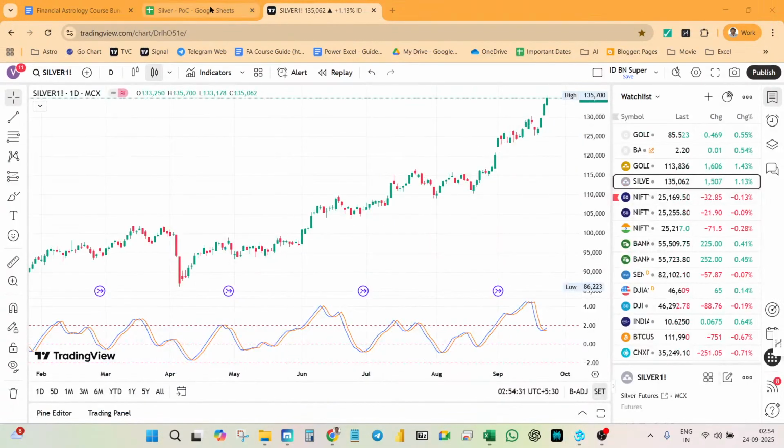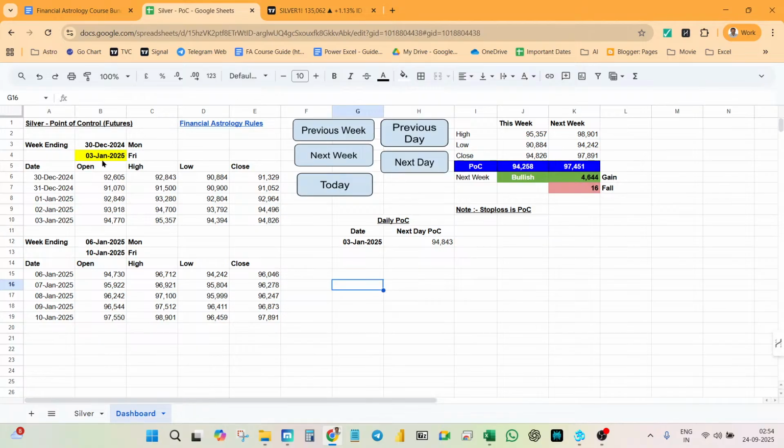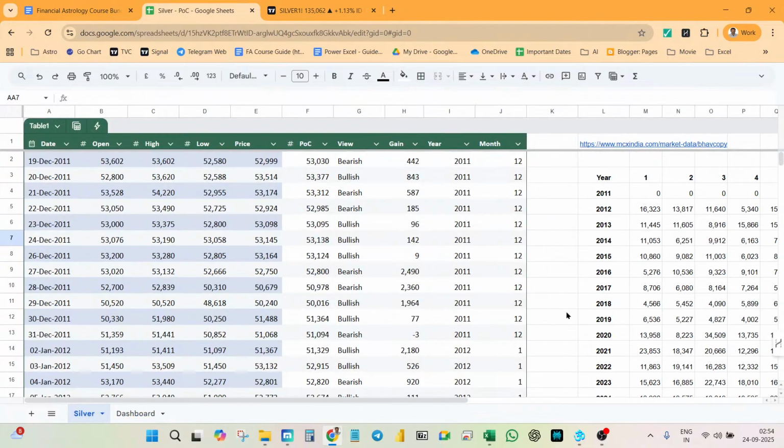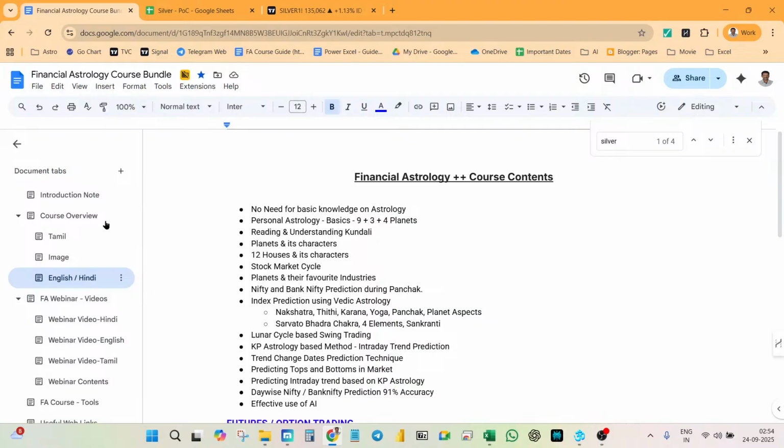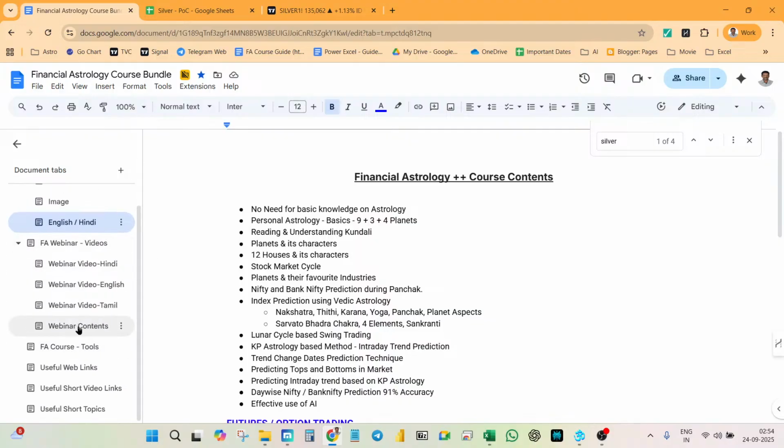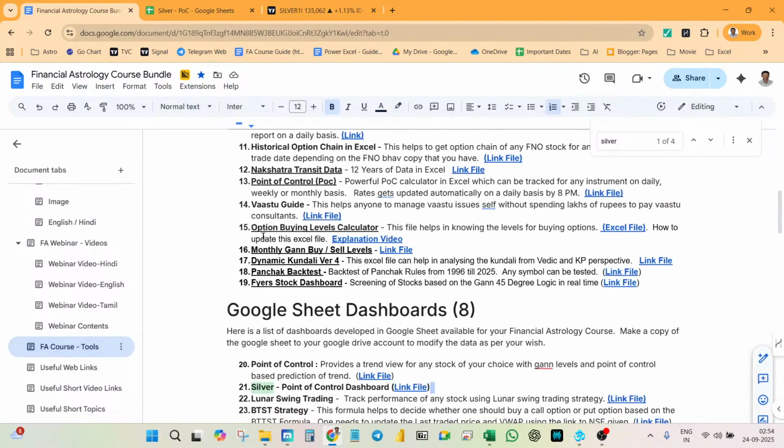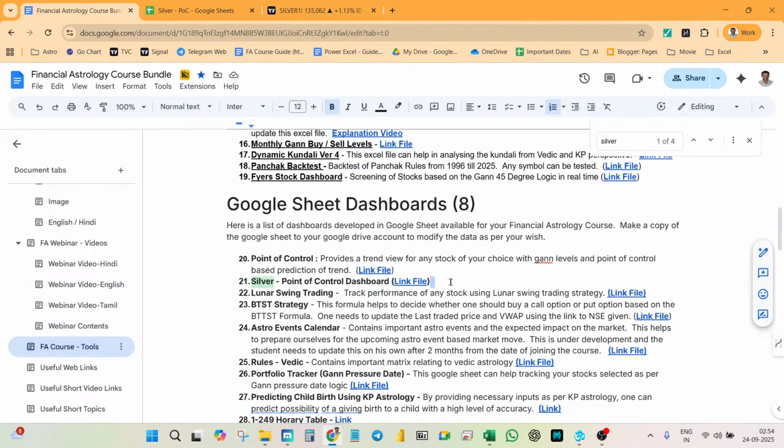So let us see what happened in the silver POC here. You can see the data from 2011 that I have plotted here, and students who have access to my course bundle can access this silver POC file from the FA course tools and then Google Sheet. You can see number 21. This is what I have added here. I'm trying to add new things for the students one by one so that they can benefit. Whoever has access to this dashboard can get this, or they can get the renewal of the dashboard also.